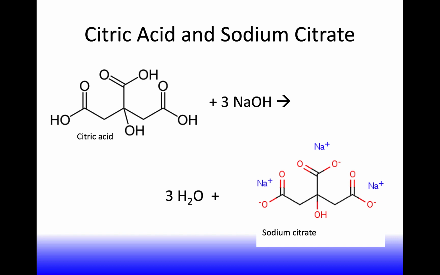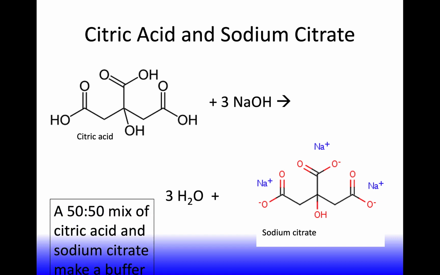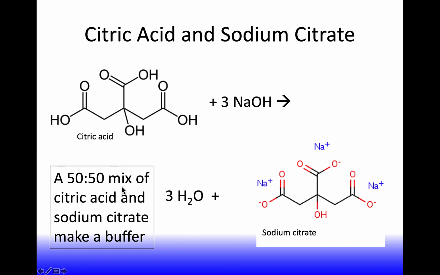If you add some base to this, some OH, it'll react with the citric acid, making more sodium citrate, essentially more citrate ion. And if you add some acid, it'll react with the citrate and make more citric acid. Again, as long as you don't put too much in, you'll end up with a very small pH change. Okay. Again, so a 50-50 mix of citric acid and sodium citrate is also a buffer.